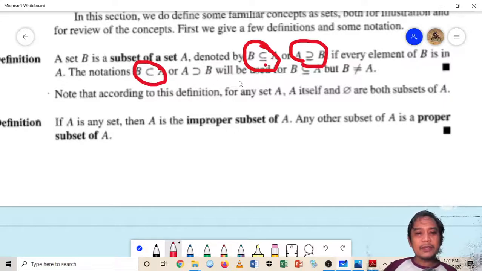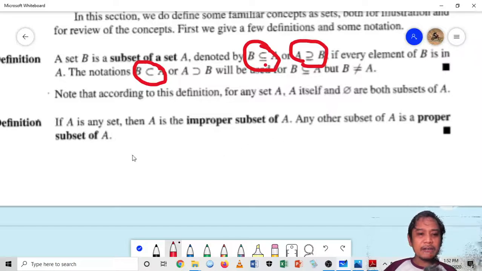So by this definition, if we are asked to prove whether or not B is a subset of A, we just have to show that if an arbitrary element X is in B, it should follow that this same element X should also be in A. Now, since X is arbitrary, it represents any element in B, therefore all elements in B can be found in A. So it should follow that B is a subset of A.